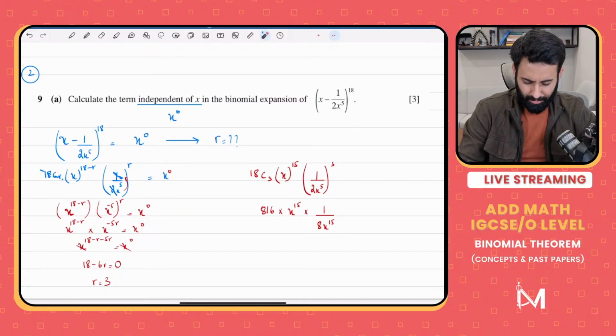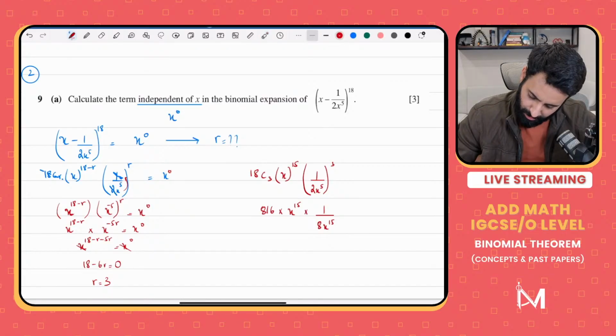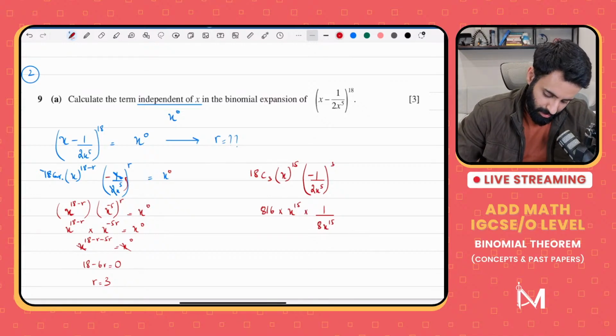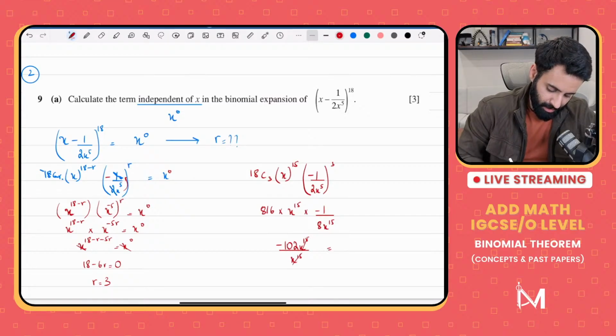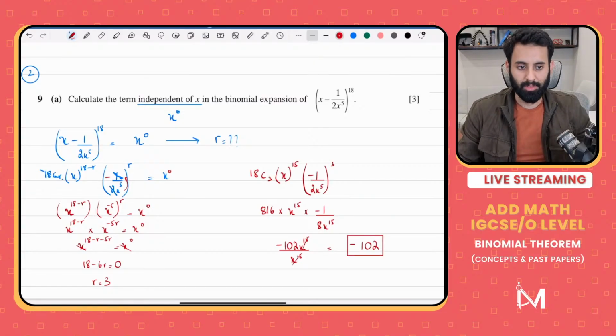You think it's 815? No, it's 816. So here's what we do. 816 divided by 8, that's 102. अच्छा माइनस का ज़रा ख्याल रखना है. I just noticed कि मैंने माइनस साइन तो इग्नोर ही कर दिया. Yeah, there's supposed to be a minus sign. So minus 102 x power 15 over x power 15, and thankfully x power 15 cancel, and the final answer is in fact minus 102. And there you go. That's the answer.